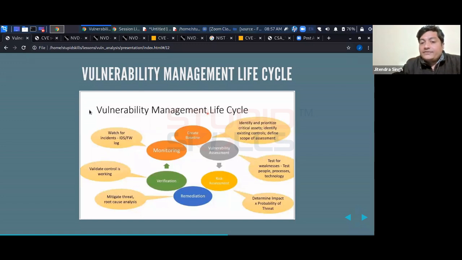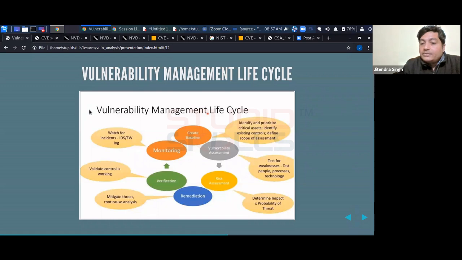As far as the life cycle of a vulnerability is concerned, first you create a baseline. In that baseline, you identify and prioritize the critical assets. Identify what existing security controls, defined in your policies, do exist. Then for your assessment, you come out with a scope: what all things you will cover and what you will not cover.